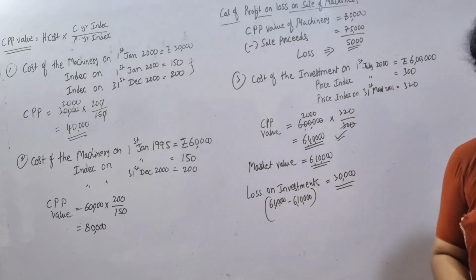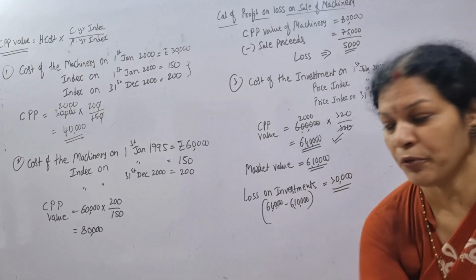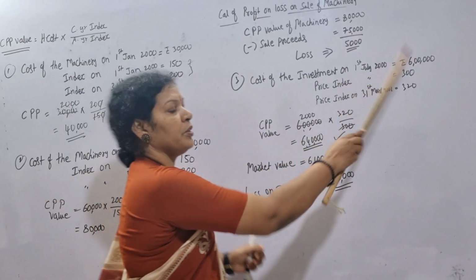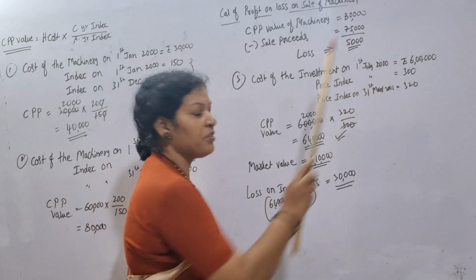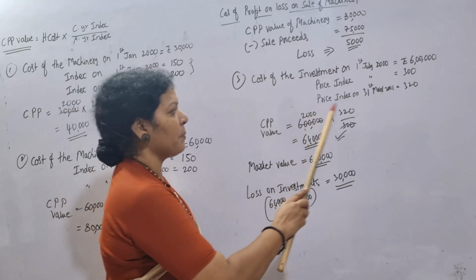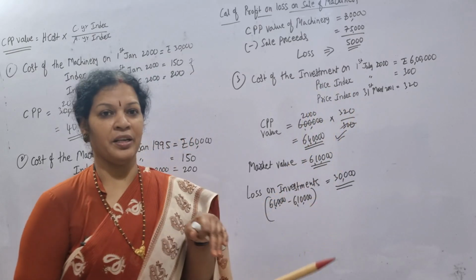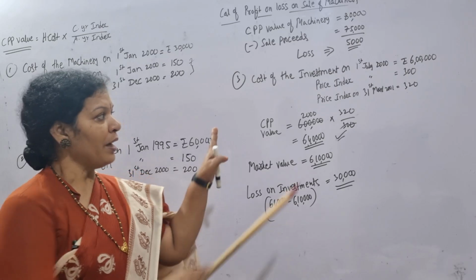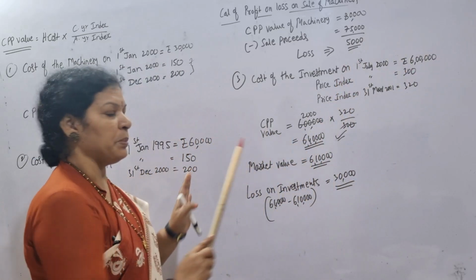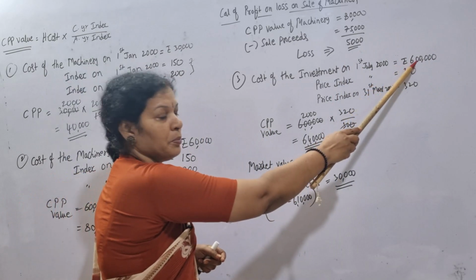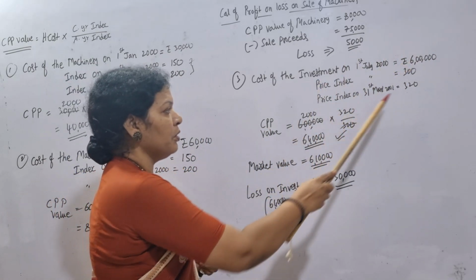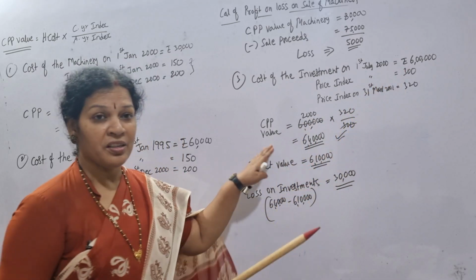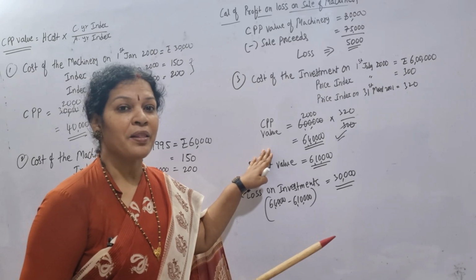Am I clear? Let me explain it once again. In this problem, first of all, what is the data given to us? Cost of investments on 1st July 2000 was 6 lakh. At that time, the price index is 300. Price index on 31st March 2001, at present, is 320. So as per this data, we have calculated the CPP value. CPP value means historical value into present index divided by acquisition index. So you got 6,40,000 as per the CPP.